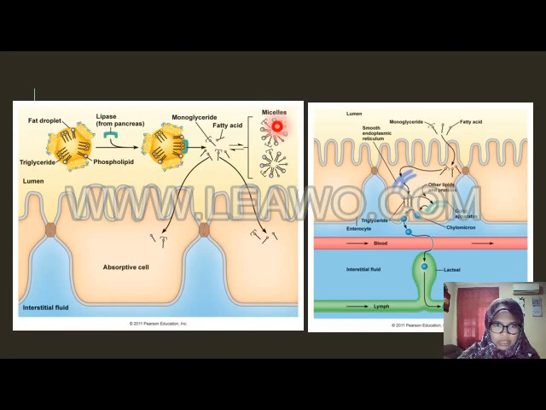And this micelle is water soluble, so it diffuses into the small intestine cells, and there it combines with protein to form the chylomicron, and then they will be absorbed into the lacteal. Okay, this is the lacteal, going to the lymph vessels and later on back to the blood capillaries.